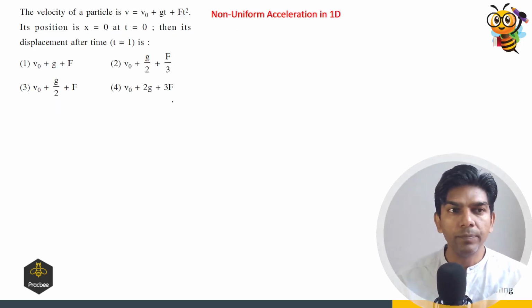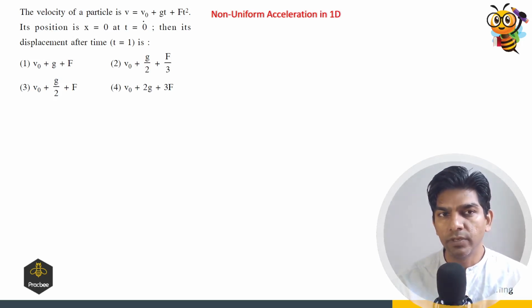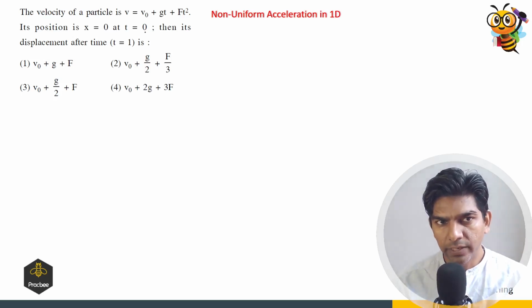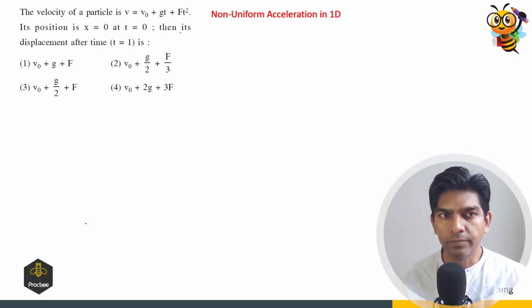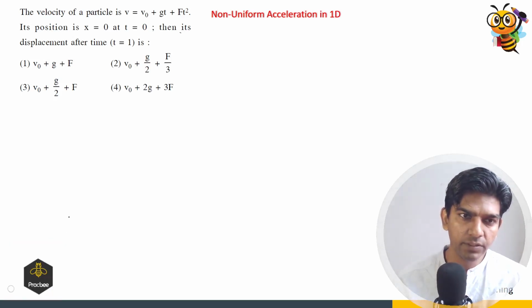Let us see this question. The velocity of the particle is v equals v naught plus gt plus ft square, where g and f are constants. Its position is x equals 0 at t equals 0. Then its displacement after time t. So we have to find the displacement.